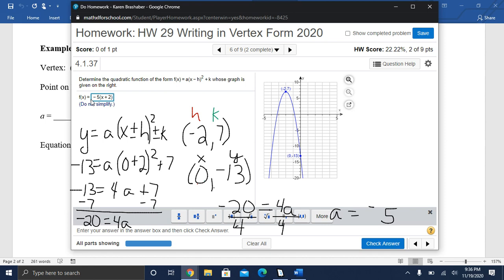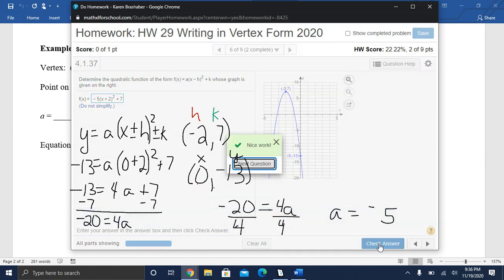I'm going to square that, so I've got to use that little tool. And then my k value was a +7. And whoops, make sure that that's not in the exponent. You guys are probably better at that than I am. So +7. Check your answer and move on to the next question.